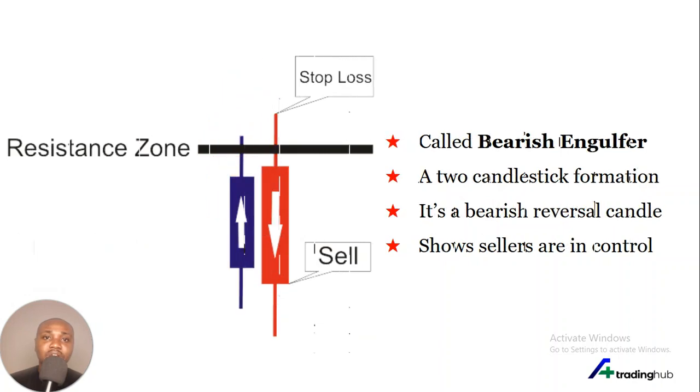Next is the bearish engulfer. It's also a two candlestick formation but shows that sellers are in control. It is a bearish reversal candle. So if you spot them on supply zones or resistance zones, just know that price may likely sell from there.